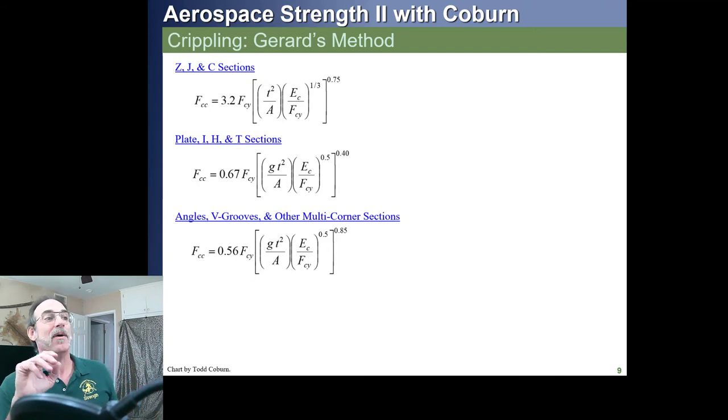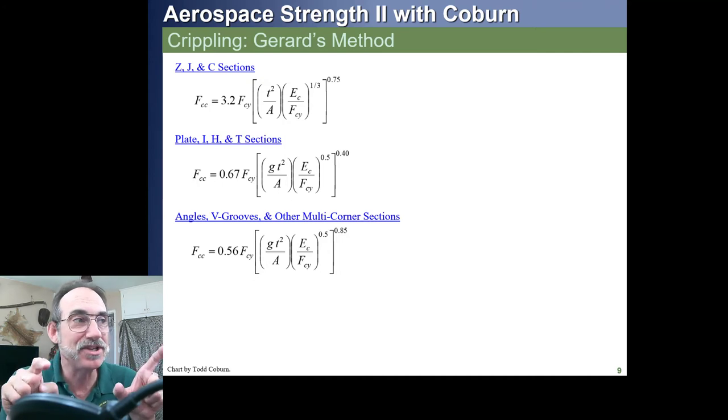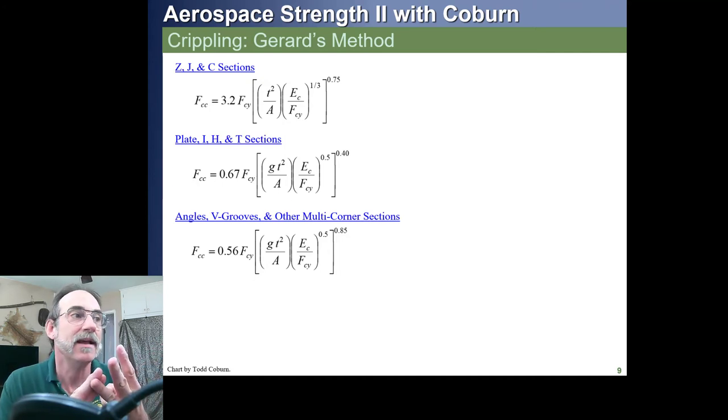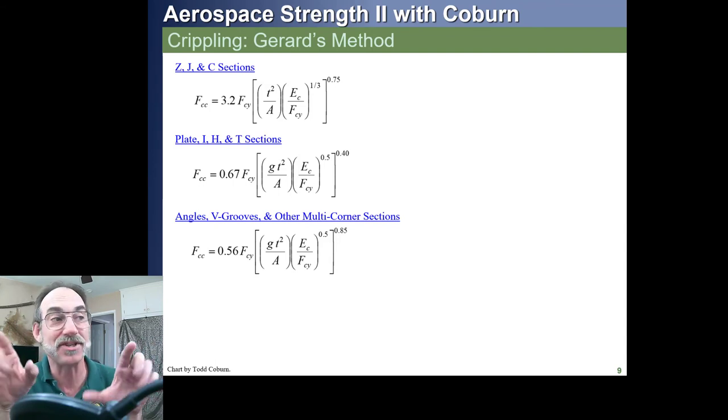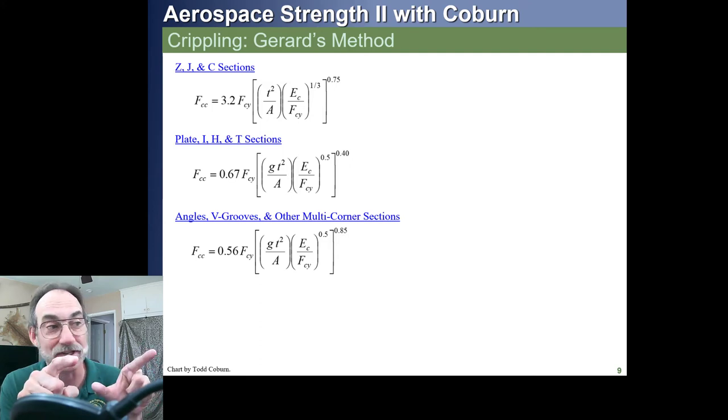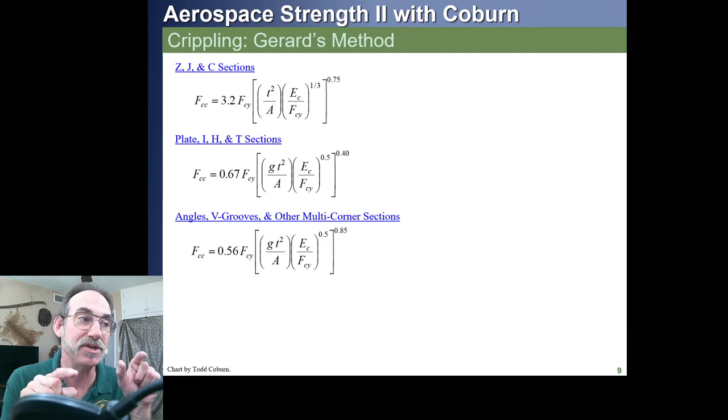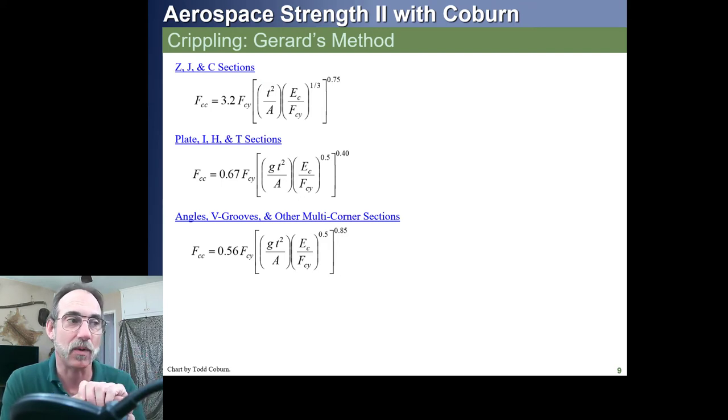Pretty simple. Okay. Now, for Gerard's method, if neither of those two equations apply, if it's not a Z, J, or C, a plate, an I, H, or T, then it is either an angle, a V-groove, or some other section. For all other sections besides those first seven sections, we're going to use this third equation. This third equation requires you to calculate the area of the cross-section, E sub C, FCY, thickness, and G. How do we get G? You're going to have to systematically cut it until it's in one of the basic shapes, or a collection of basic shapes, add the number of cuts to the number of flanges, and that's your G. That's how it works. Okay?